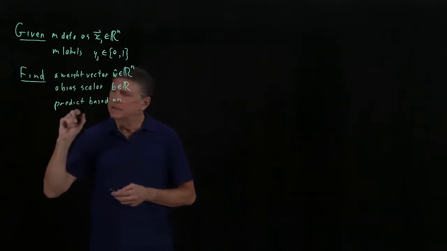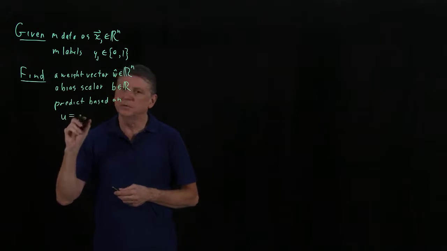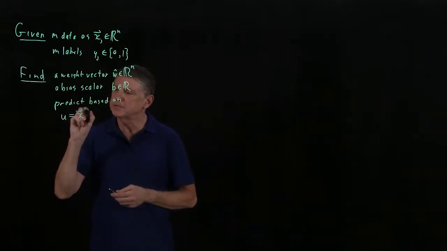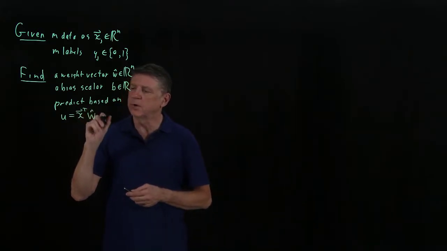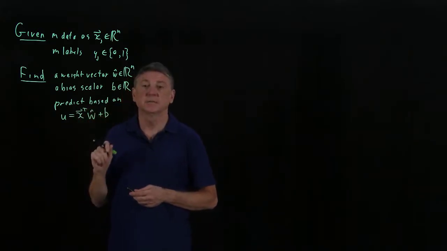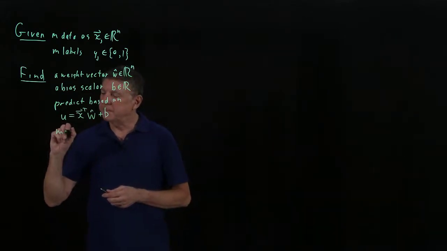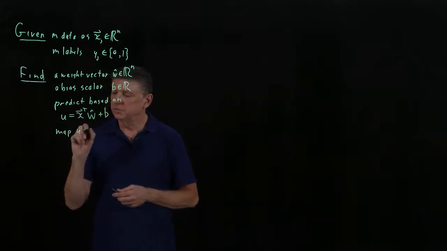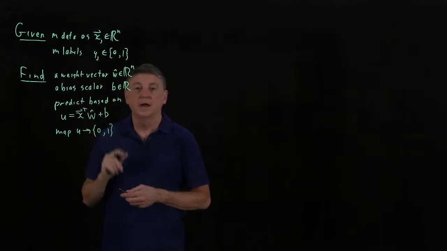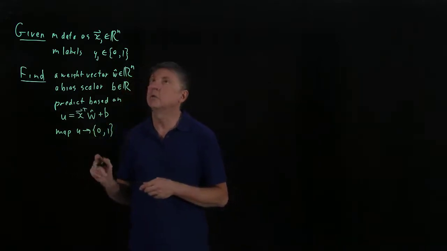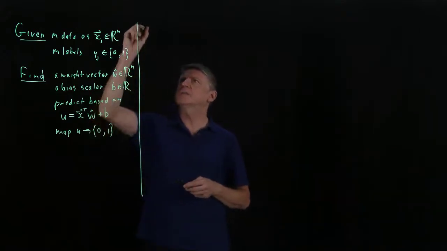on the idea that we'll have a scalar U, and we'll compute that as the transpose of the data vector times this interim weight vector plus the bias scalar. And what we want to do is map this U onto the set {0, 1}. So that's what we would like to do. And the way this is most commonly done is with the Heaviside step function.